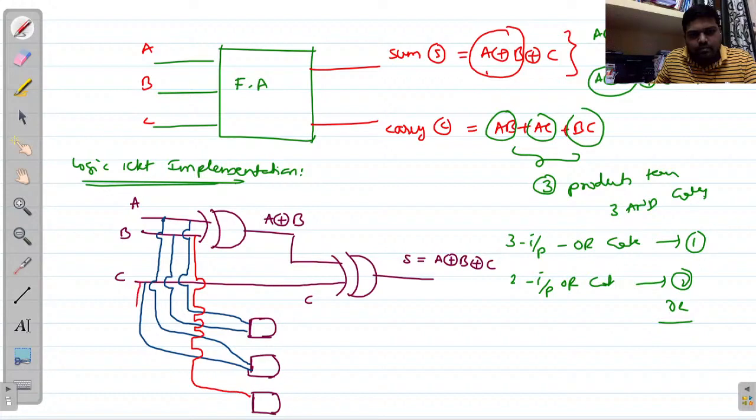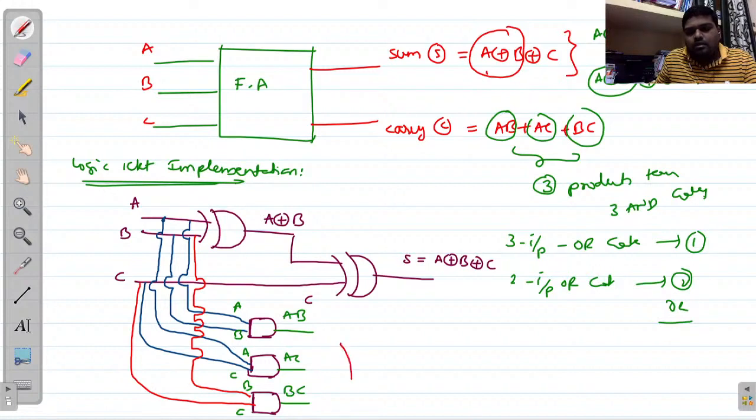Okay, so this is A, and this is B, this is A, this is C, this is B, and this is C. So here I am getting AB, AC, and BC. So now you can add these all 3 product terms. For that you required a 3 input OR gate. Okay, so here you are getting carry AB plus BC plus AC. Okay, like that you can form the circuit.